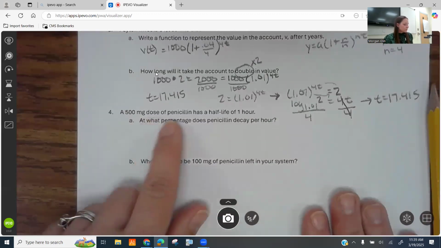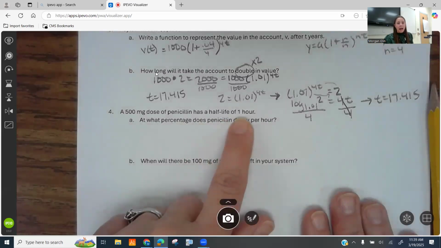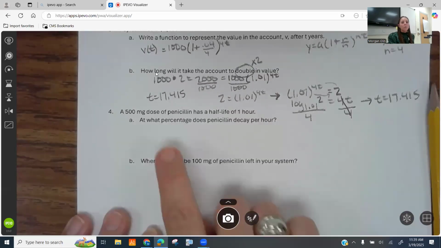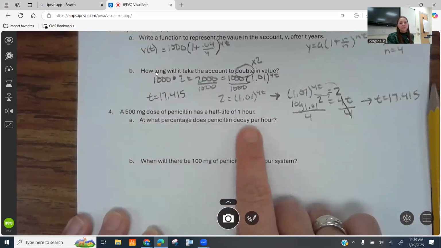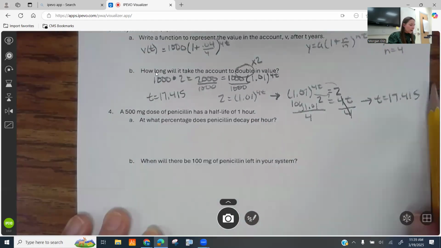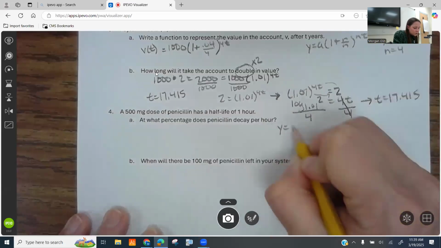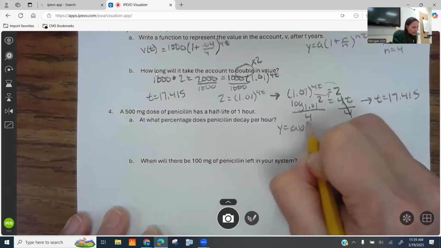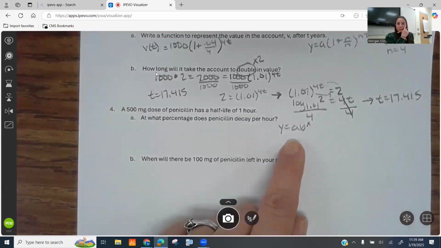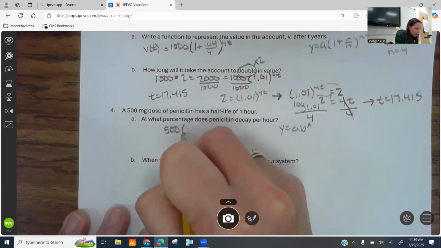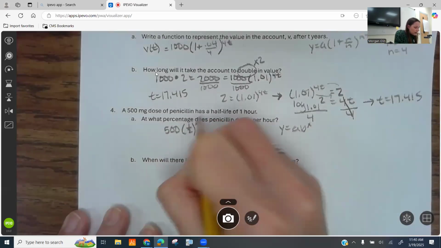A 500 milligram dose of penicillin has a half-life of 1 hour. That means every hour it takes half. At what percentage does the penicillin decay per hour? Okay, so let's think about this. I'm starting out with, now this one, you kind of want to just use a times b to the x. You can say if its half-life is decaying at 50%, you could use those other formulas with percentage. But here, we're starting out with 500, and we're taking half to the x.